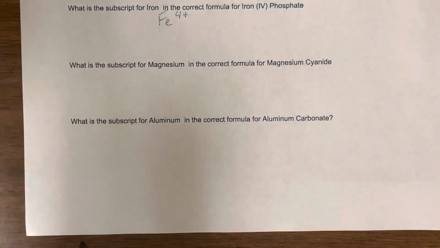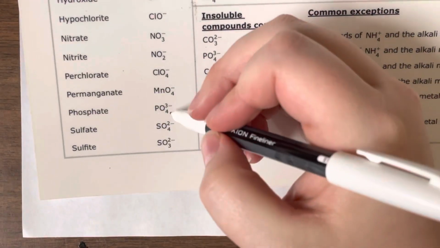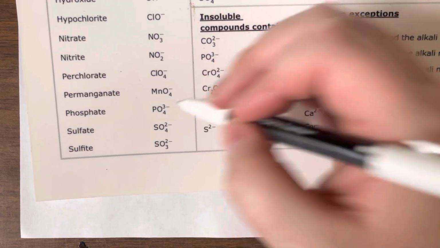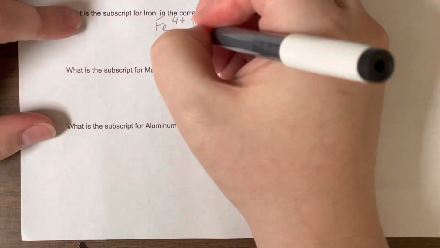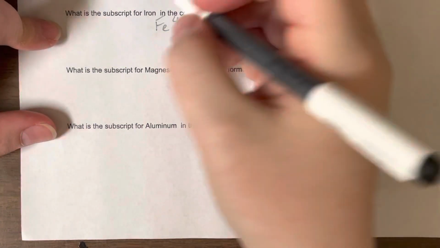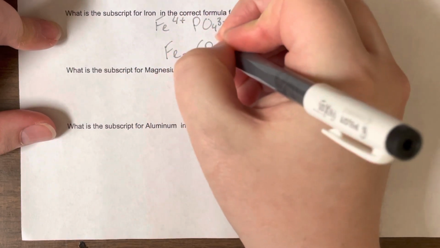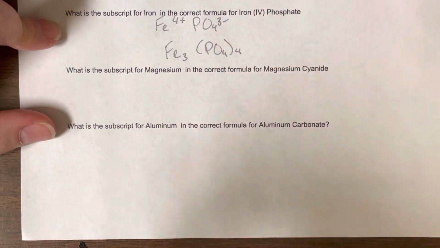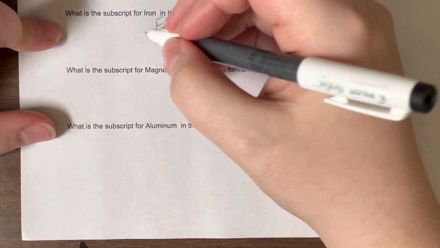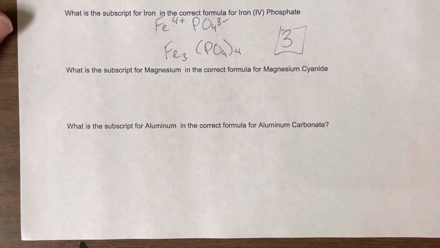Phosphate, that -ate, tells me that that's a polyatomic. So I'm going to come on to the inside of my periodic table and find phosphate, and I'm going to see that phosphate has the formula of PO4 with a charge of -3. I'm then going to crisscross charges for subscripts, being careful to protect phosphate since I'm going to have multiple of the phosphate. I was asked only for the subscript for iron, so my subscript for iron was 3, and that's it.